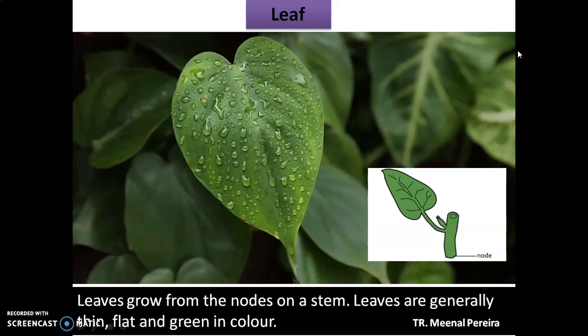In today's class, we are going to study about the green part of the plant, and of course that is leaf. Are you all ready? Okay, let's begin.